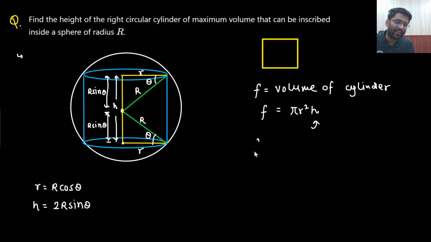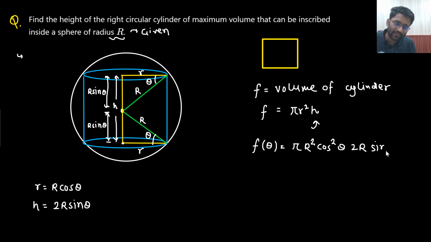So now I will make it a complete function of theta. The radius R is given, so our answer will be in terms of R only. So what will be f of theta? That will be nothing but pi into r square, that is R square cos square theta, into 2R sin theta. Look, needlessly I made it lengthy. Now I will have to differentiate and all those things. Basically, what I am getting now for f of theta is 2 pi R cube cos square theta sin theta.